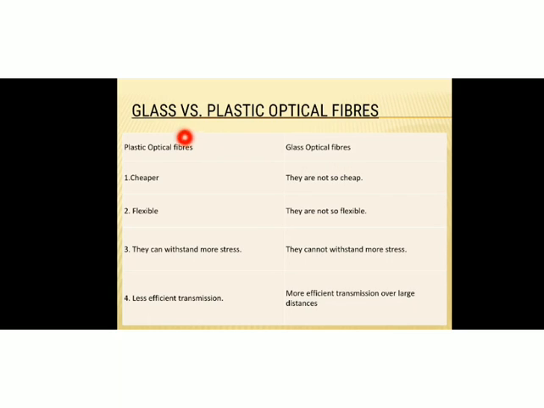And there are glass and plastic optical fibers available in the market. So, what is the comparison? We can just make a comparison between the two. The plastic optical fiber is cheaper. Glass is not so cheap. And the plastic one is flexible, but glass is not so flexible. Plastic one can withstand more stress, but glass cannot withstand much stress. And the plastic optical fibers have less efficient transmission, but the glass optical fibers are more efficient in transmission over large distances. Okay, so these are some of the advantages and disadvantages of glass and plastic optical fibers.